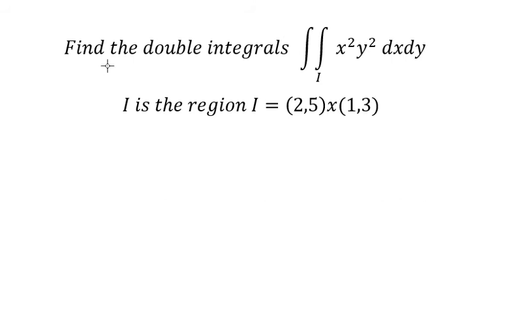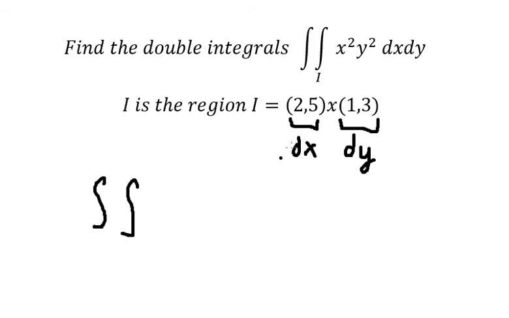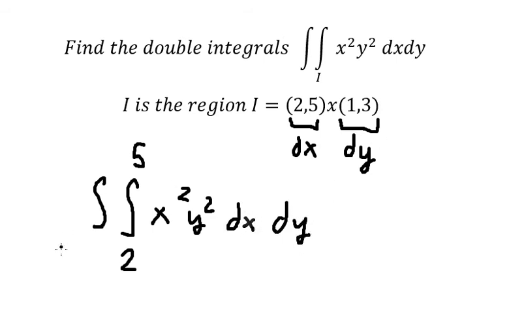Question number 1. We need to find the double integral, and we have the function in here. And we know that the region is y from 2 to 5 and 1 to 3. So this one is for dx, this one for dy. So we can put the bounds in here. For dx, we have from 2 to 5. For dy, we have from 1 to 3.